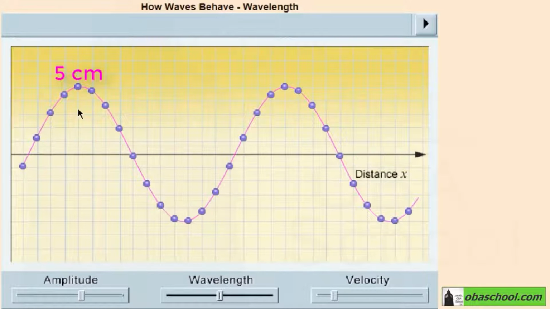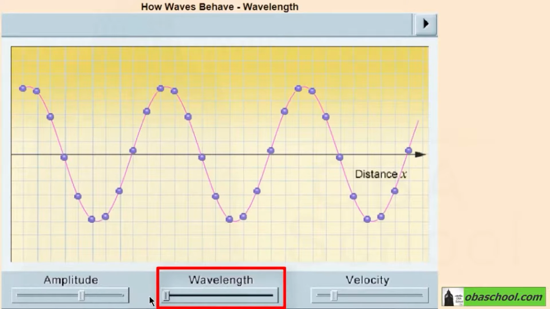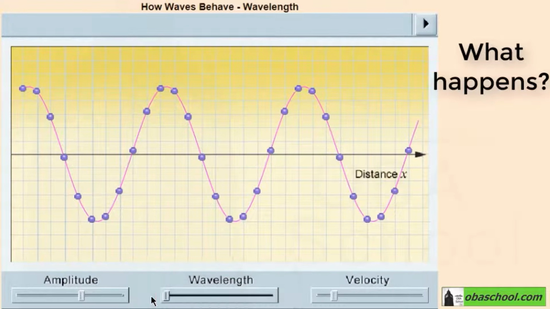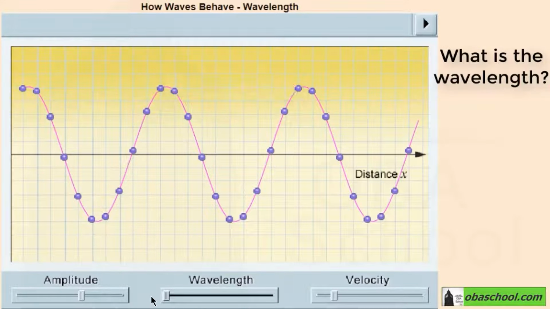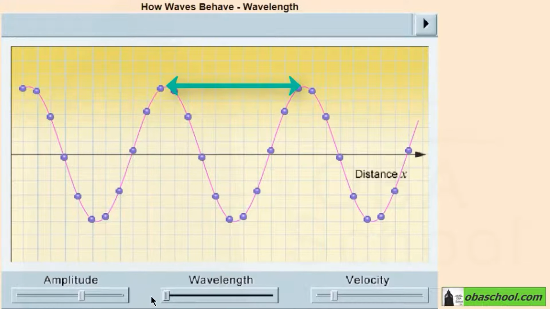Now, we're going to move the wavelength slider to the far left. What happens? Yes, the wave crests get close to each other. And what is the wavelength now? Yes, it's about 10 centimeters.